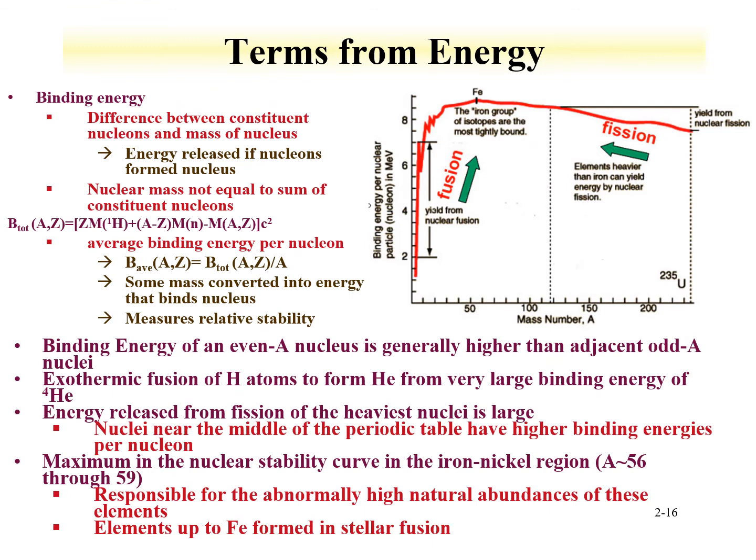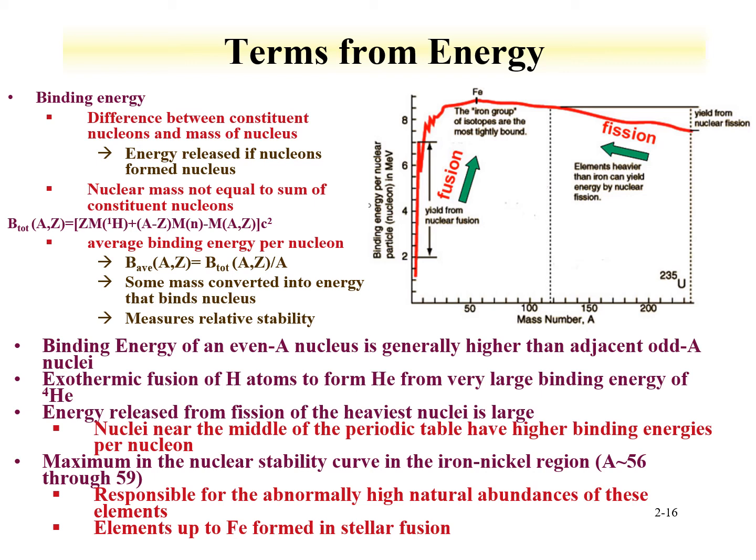There's a term we've already introduced, binding energy, that comes from these energetic terms. Binding energy is the difference between the mass of the constituent nucleons and the mass of the nucleus. So if I think of a nucleus, it has so many neutrons, so many protons. I can determine the mass of that nucleus. I know the mass of neutrons and protons, and I can compare the two.